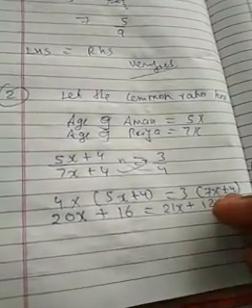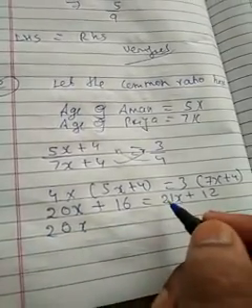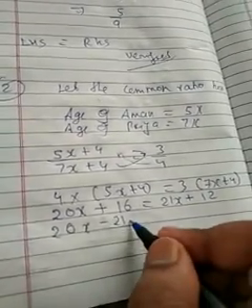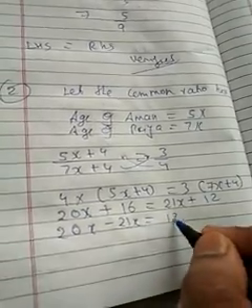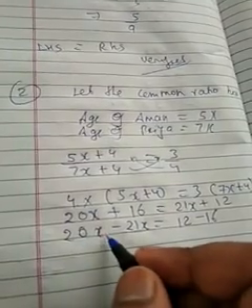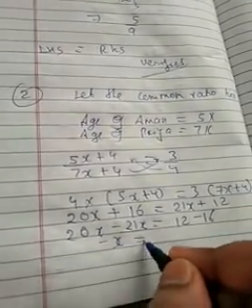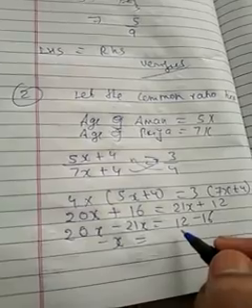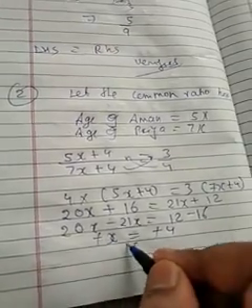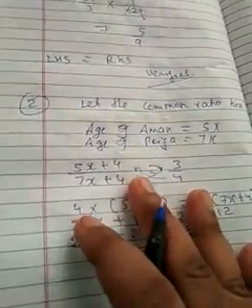Now we will take the variable terms on the same side. It will become 20x. 21x will become minus 21x when it goes to the left hand side. Now 12 plus 16 will become minus 16. Now 20x minus 21x will become minus x. Similarly 12 minus 16 will become minus 4. So minus from minus is cancelled out. This will become x is equal to 4.